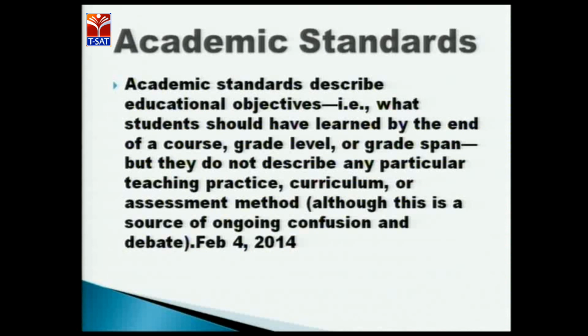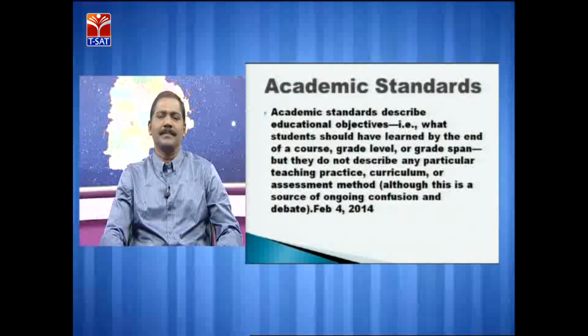Academic standards describe educational objectives, that is, what students have learned by the end of a course, a grade level or grade span. But they do not describe any particular teaching practice, curriculum, or assessment method. Although this is a source of ongoing confusion and debate, it was done in 2014 on February 4th. Nowadays, we are talking about academic standards.